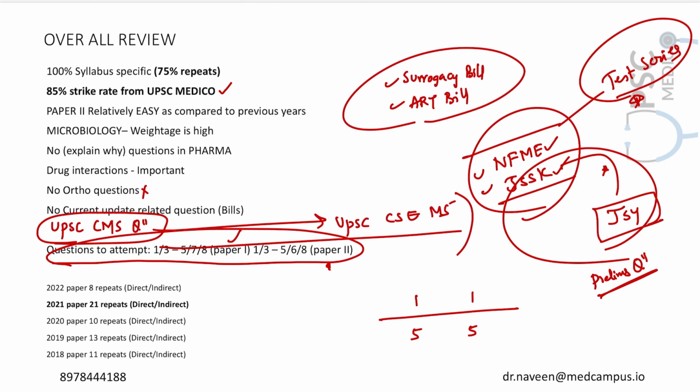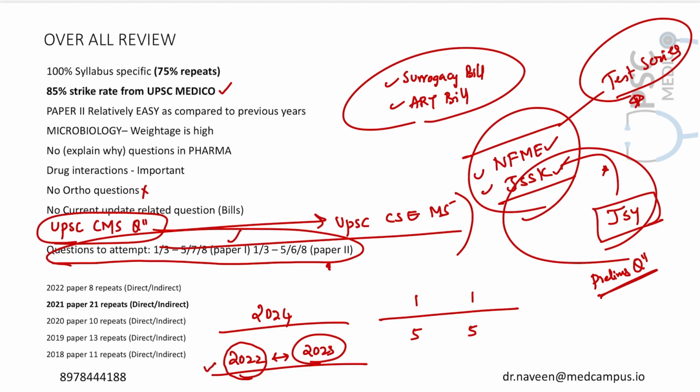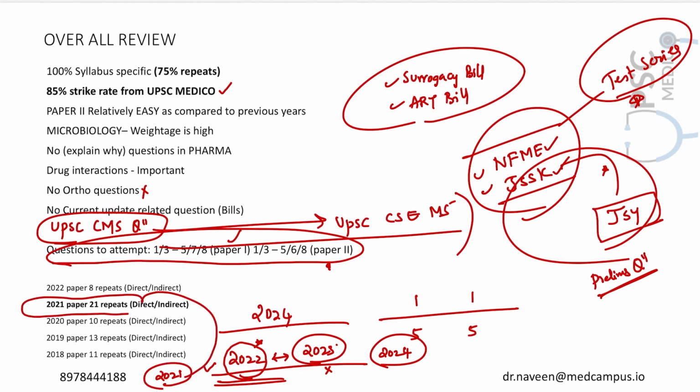And yes, if you ask me, for example, if you're preparing for 2024, you have the 2023 paper analysis, and now you have the 2022 paper with us. If you want to choose between the two, you have to be a master of the 2022 paper, not the immediate one. Repeats are not so high from the immediate paper, but from the penultimate paper. For example, if your attempt is in 2024, master the 2022 paper. If your attempt is in 2023, you have to master the 2021 paper, because most of the direct questions are from the 2021 paper. And again, the last 5 years of papers are very important.